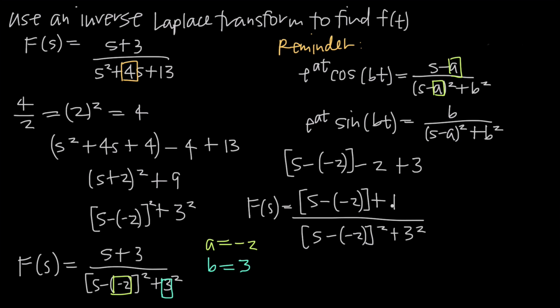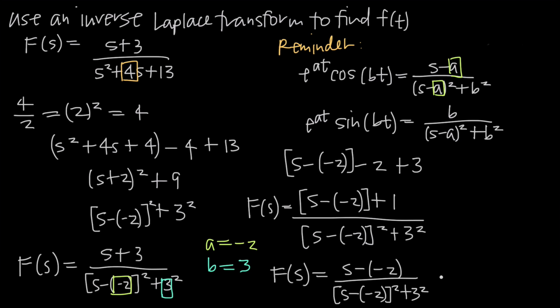So how do we get rid of the positive 1? Well, all we have to know is that when we have two terms in the numerator and they're added together or subtracted from one another, we can just split them apart into two separate fractions. So what we get is capital F of s is equal to, we'll just take the s minus -2 divided by the denominator of s minus a -2 quantity squared plus 3 squared.